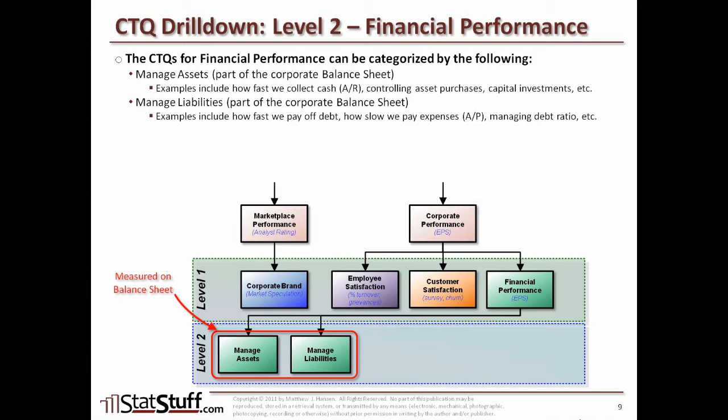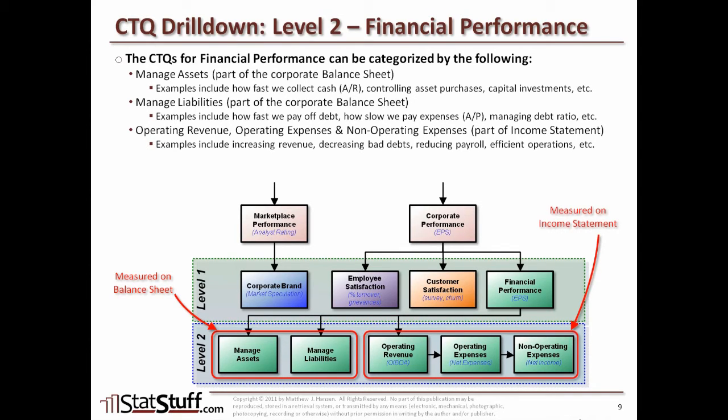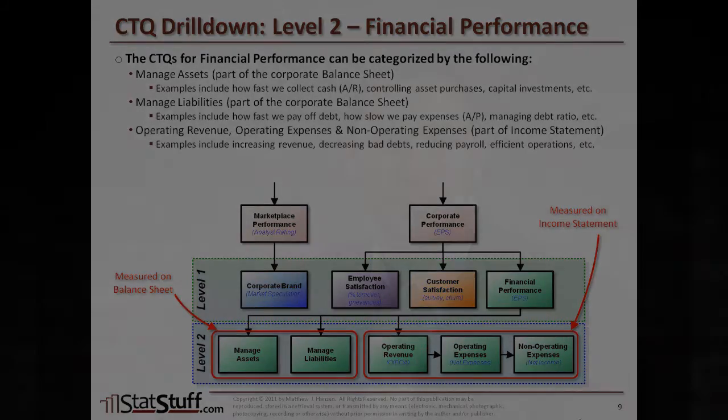So let's dig into the next three pieces for financial performance at the level 2 CTQs, and that would be operating revenue, operating expenses, and non-operating expenses. In contrast to assets and liabilities, these are part of the income statement. Some examples of these would include increasing revenue, decreasing bad debts on our revenue, or reducing payroll and employee expenses and making operations more efficient. All these things allude to how we can save money within the business in order to improve the overall financial performance.